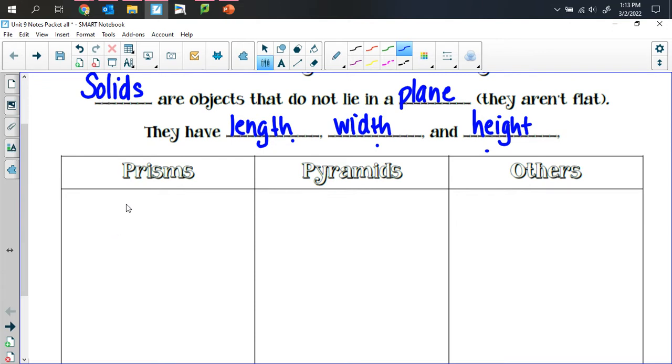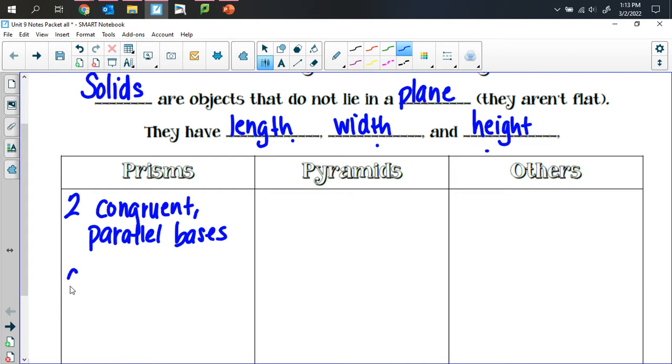So we are going to go on, and like I said, we are going to group our solids for right now into three groups: prisms, pyramids, others. For prisms, these were the ones that we saw at the beginning here. Prisms are going to have two congruent, which means they have to be exactly the same, parallel bases. And that was what we saw when we saw the two sides being the triangles, the two sides being the hexagons. Those are your bases.